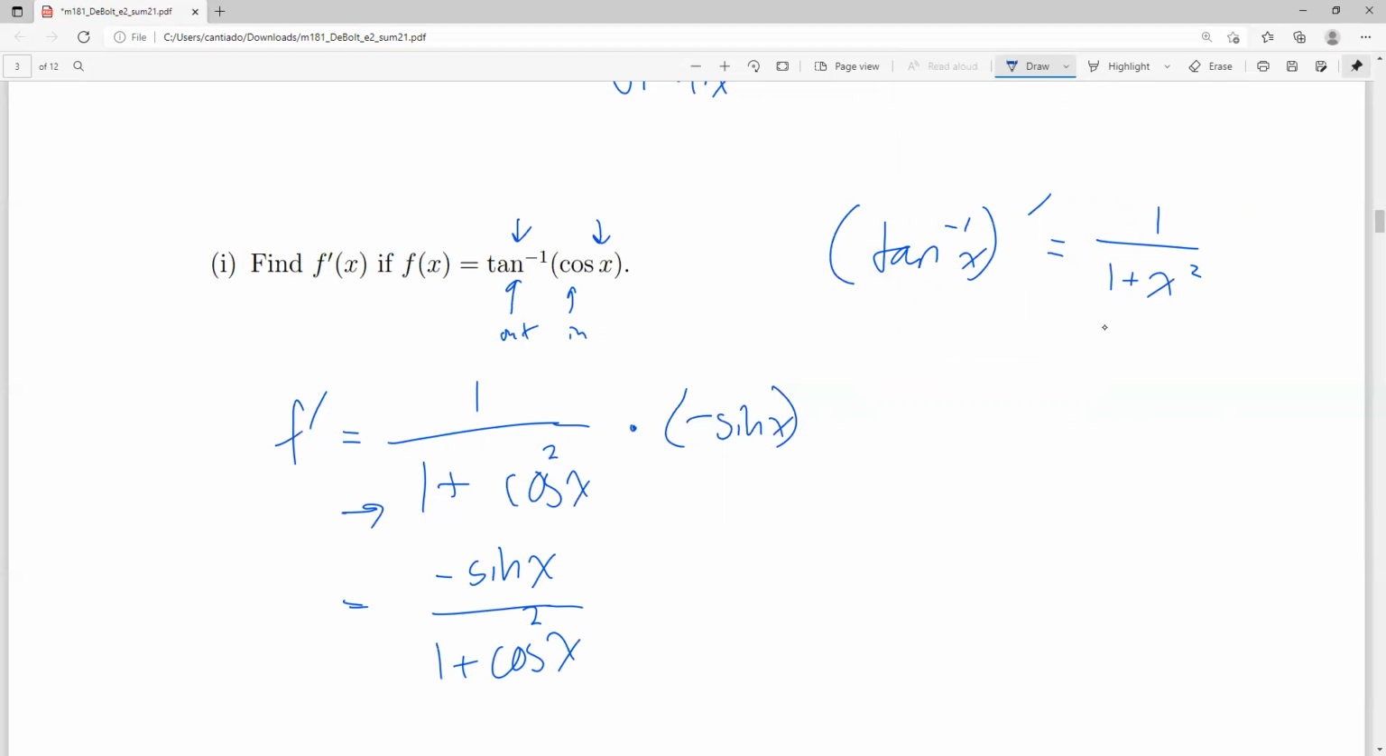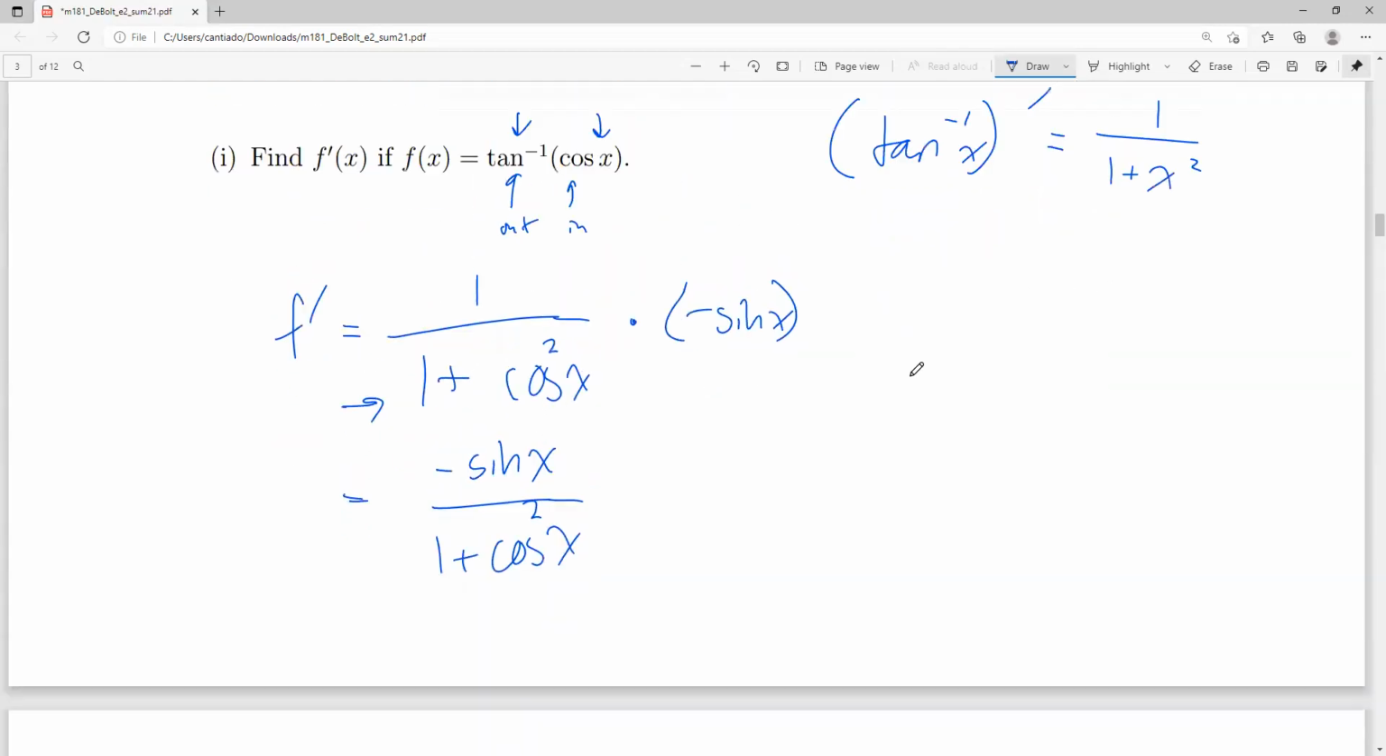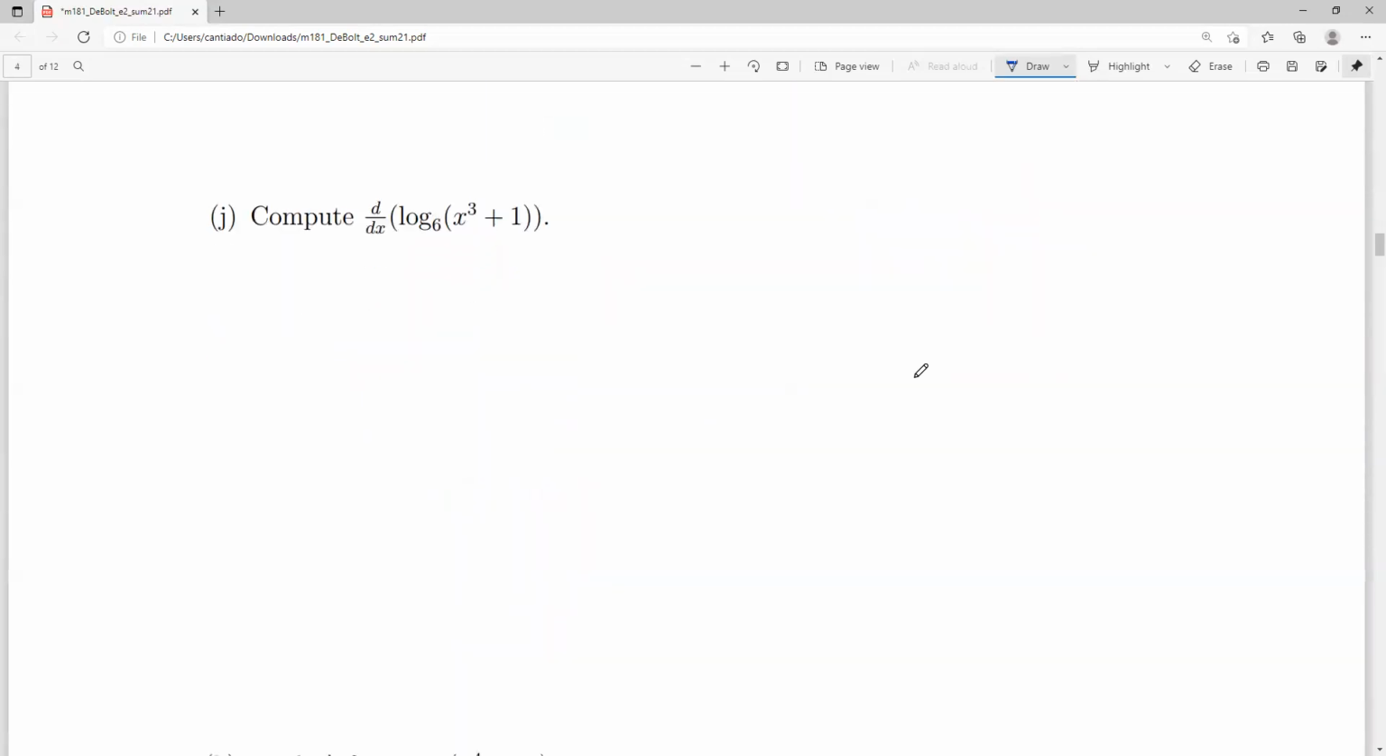No, it wouldn't. So we can just leave it like this, and that would be your answer: negative sine x over 1 plus cosine squared x. I'm pretty sure that doesn't simplify, so we're going to leave it alone. All right, so that is I. We're going on to J now.